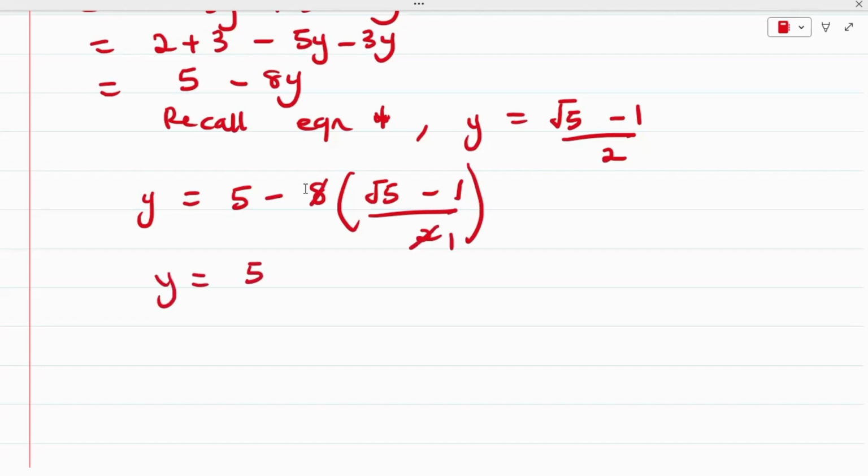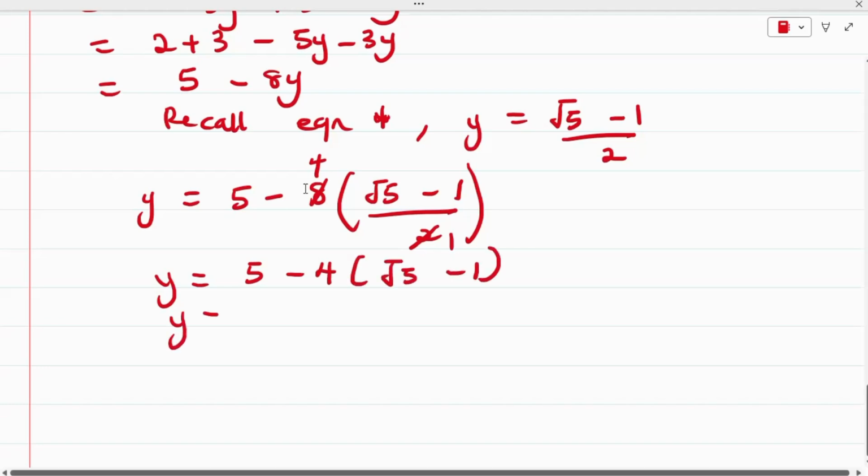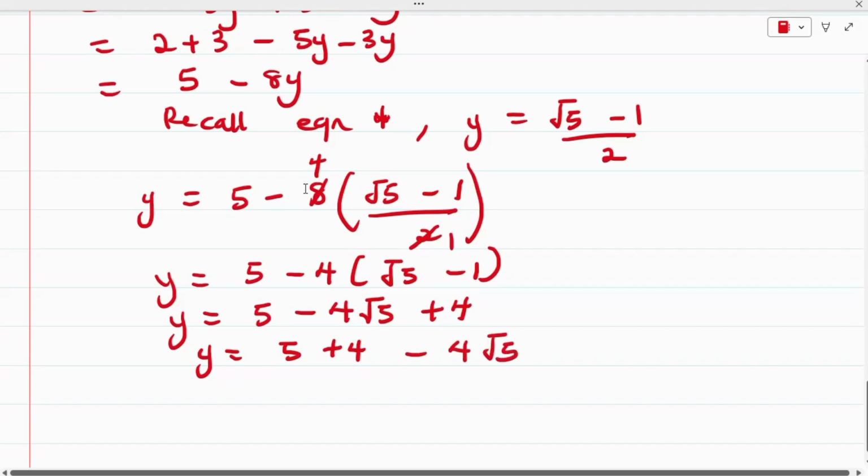So y is equal to 5; 2 here 1, 2 into 8 is 4. So we have this to be minus 4 into (the root of 5 - 1). And y is equal to 5 - 4 root 5 + 4. And y is equal to 5 + 4 - 4 the root of 5. So y is equal to 5 plus 4 is 9, minus 4 the root of 5. So you can decide to leave your answer this way.